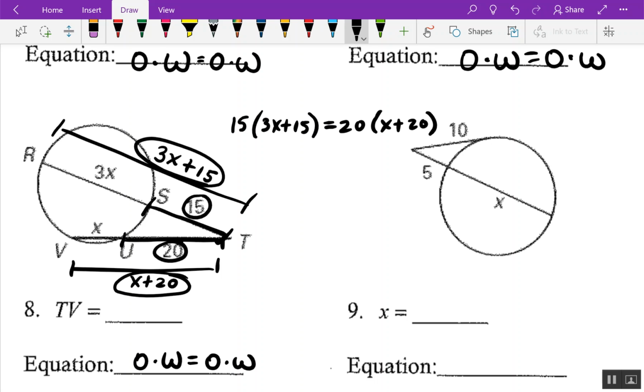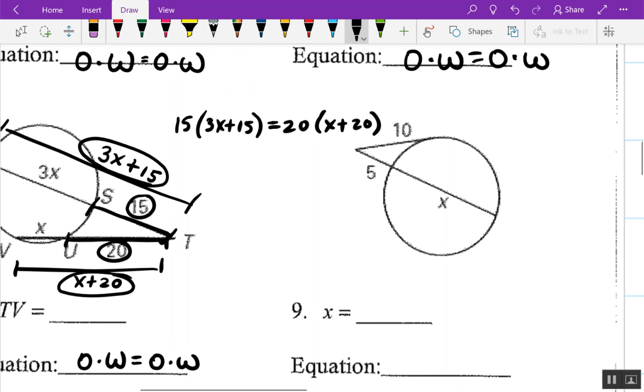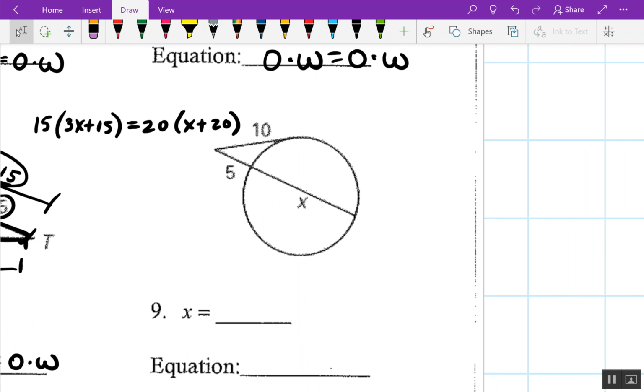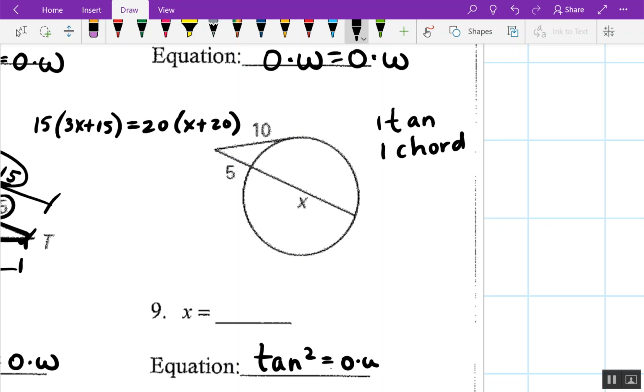All right, that will be a long problem, but it's a problem that you can solve. Next setup. What do we see? A tangent and a chord. All right, so we see one tangent and one chord. What's the formula? Tangent squared equals outside times whole. There you go. Tan squared equals outside times whole.